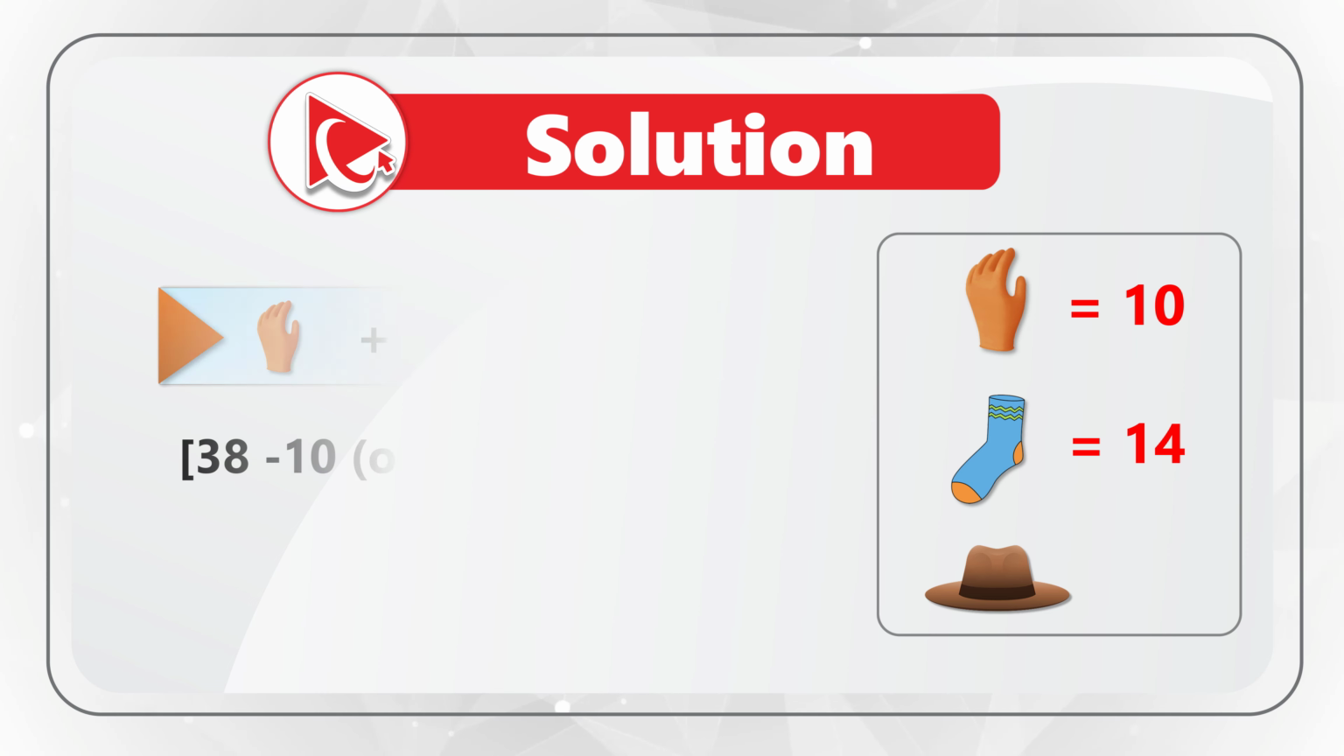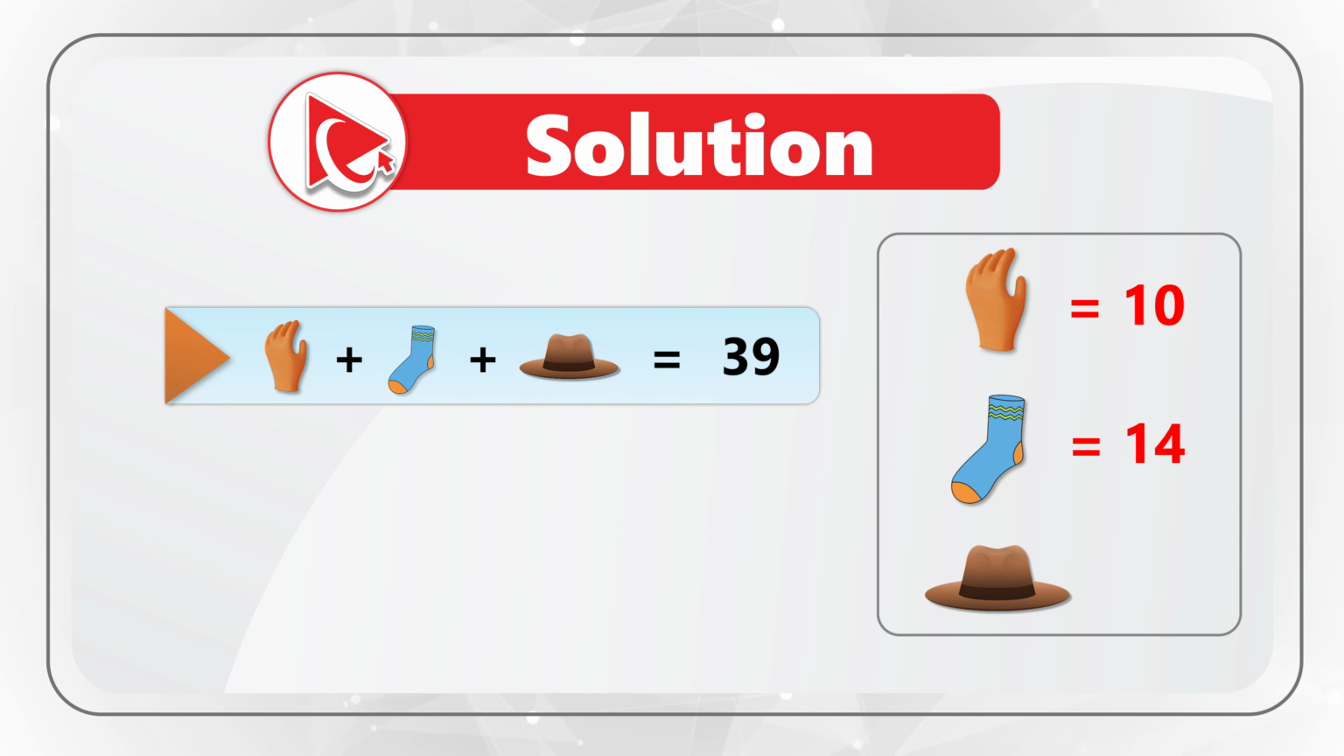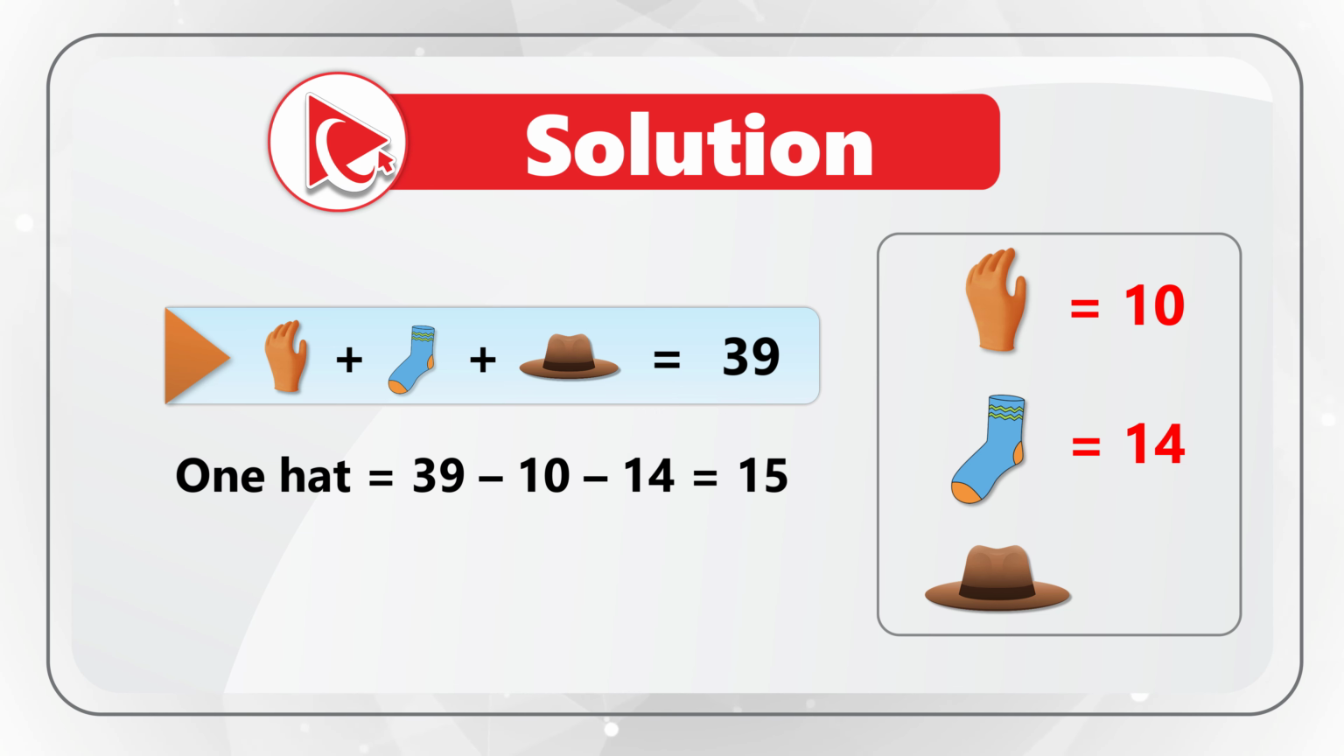Let's go to the third expression. 1 glove plus 1 sock plus 1 hat equals 39. We can calculate the value associated with hat. It equals 15 because 39 minus 10 minus 14 equals 15.